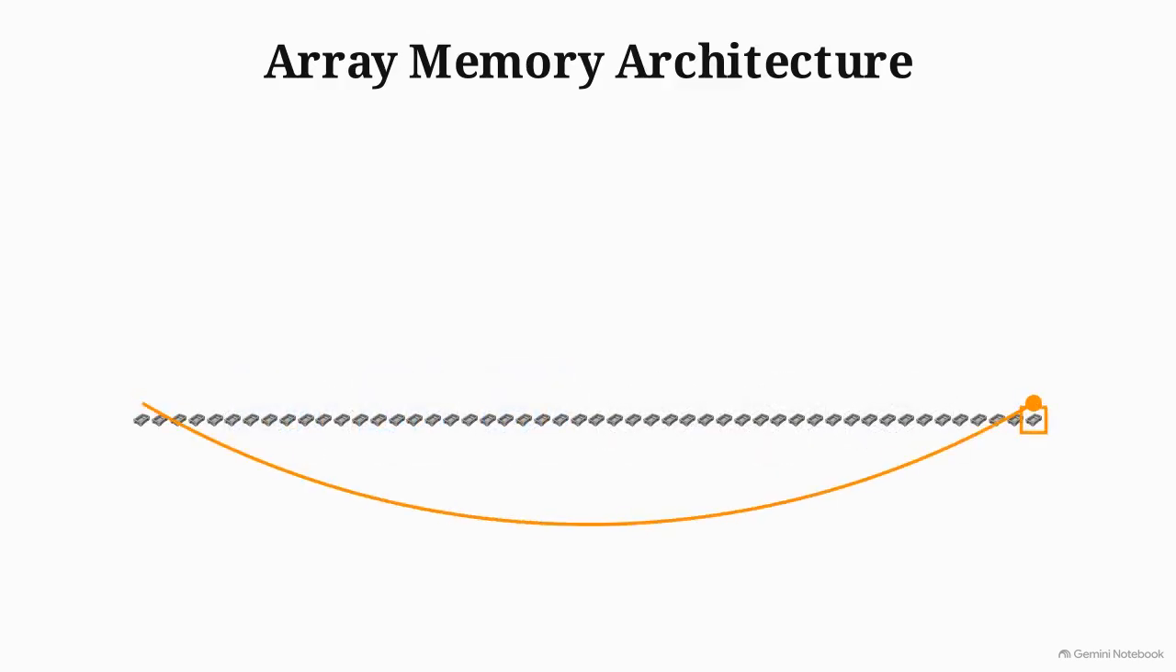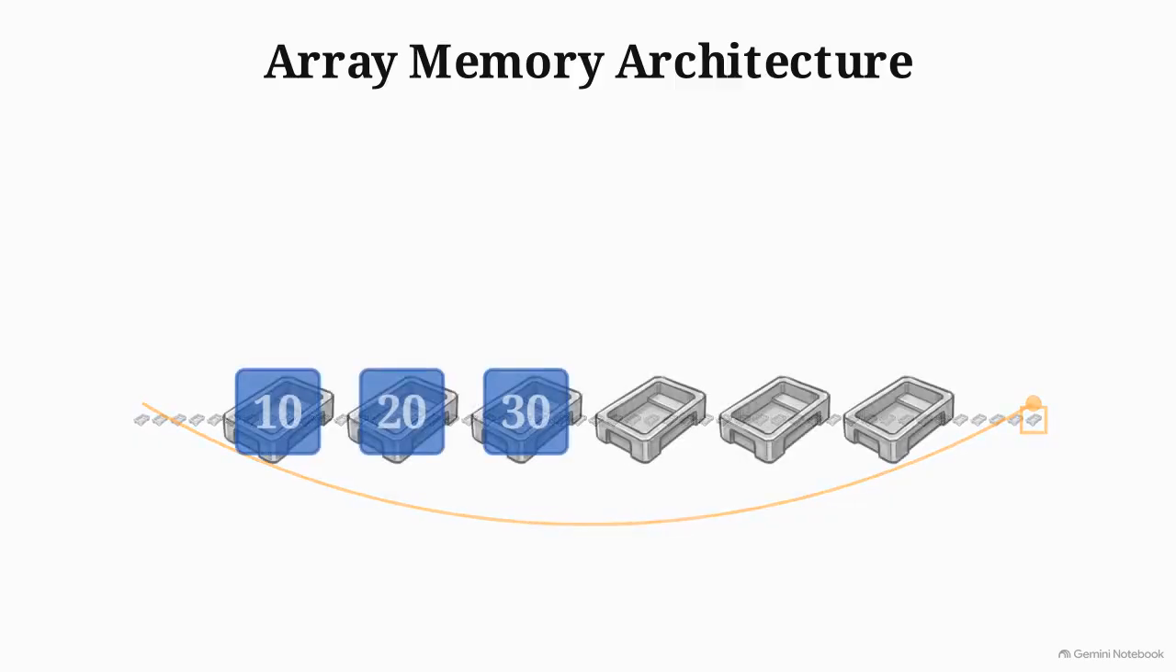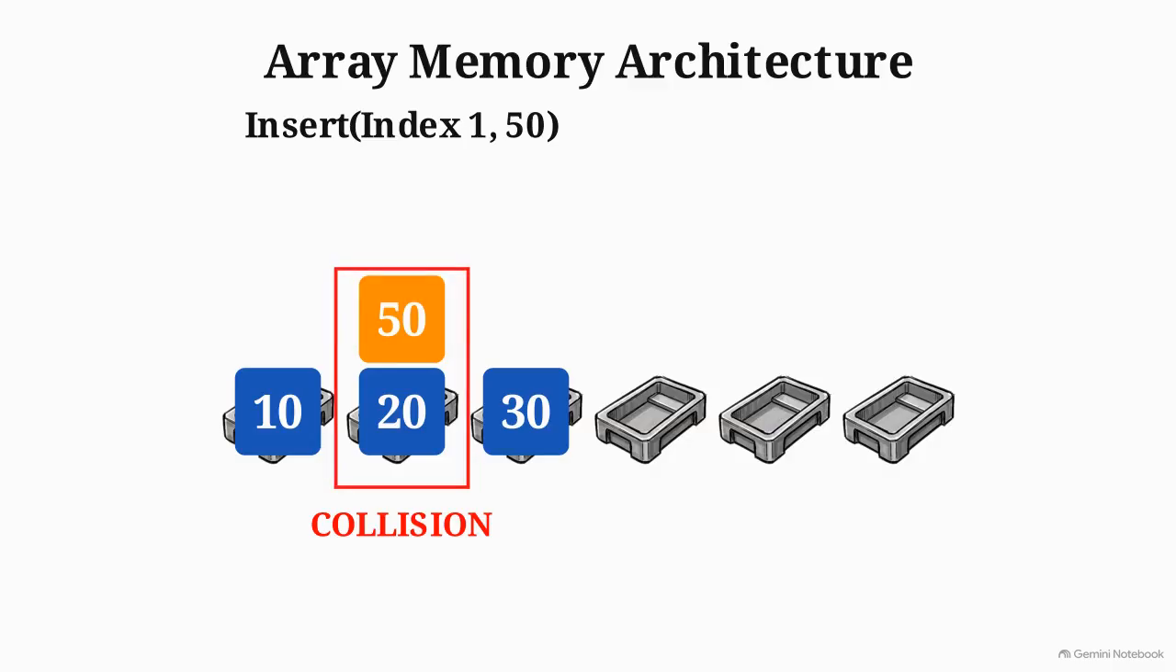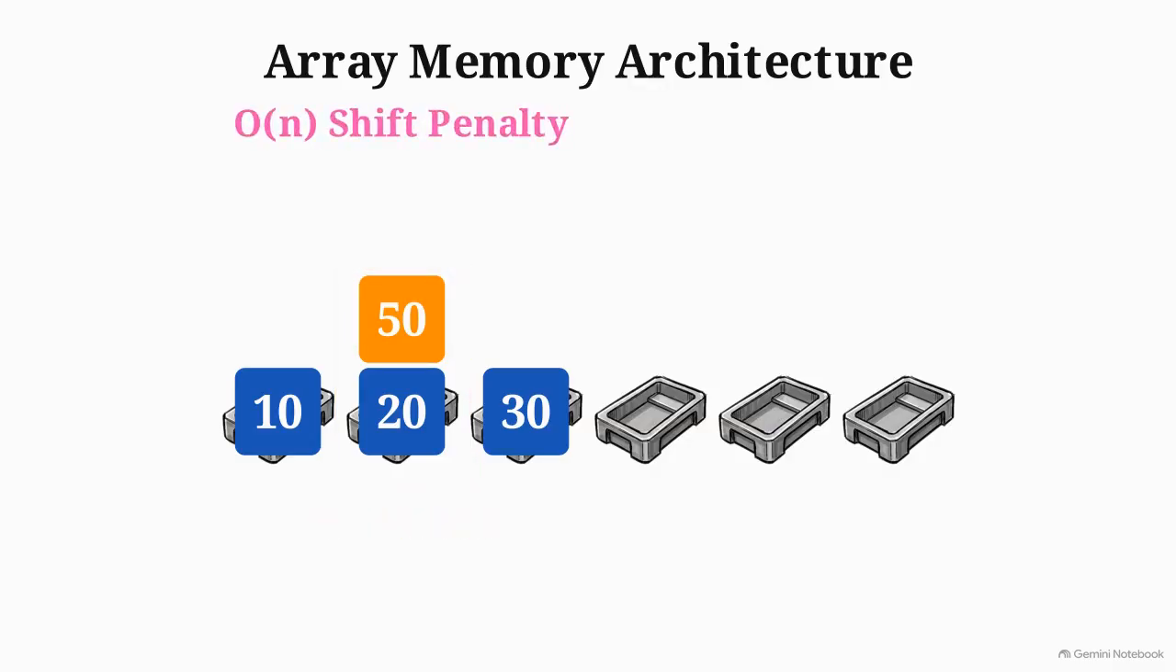But this rigid structure has a fatal flaw. Watch what happens when we try an insert operation, dropping the number 50 into the middle of the existing sequence. Because the physical space is strictly consecutive, two items cannot share the same slot. To make room for the new number, the system has to initiate a physical cascade. This is the shift penalty. To insert a single piece of data, the processor must copy every element to the right of the target and physically move it one space down the line.